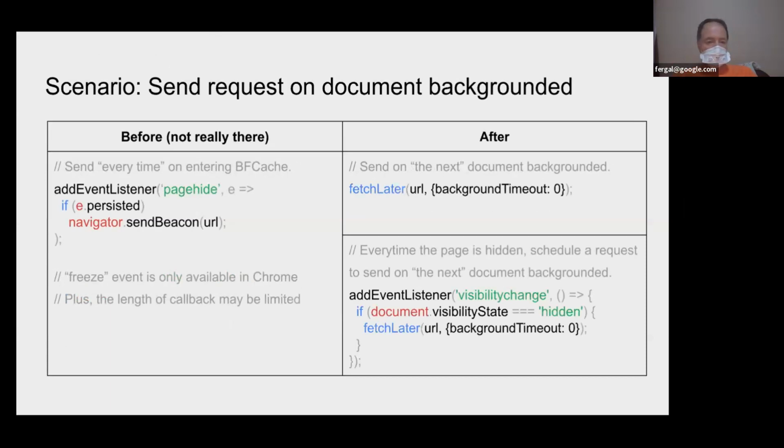Sending on document backgrounded. This is just another example, this time one that uses the background timeout. You can see that you can set a background timeout of 0, and what will happen, in the current spec and implementation, is that background timeout triggers from page hide, from entering BF cache. So the equivalent is, if the page hide event says it's persisted, then you would send with your navigator call.